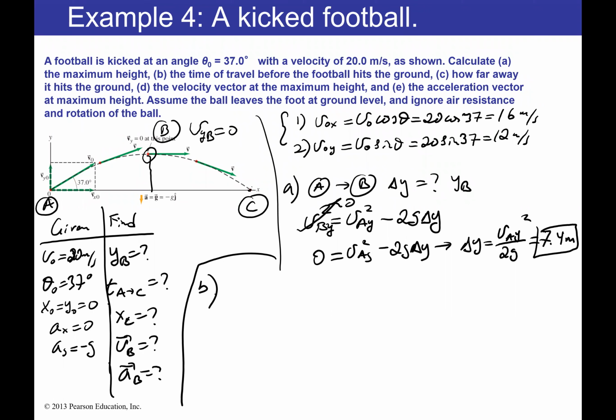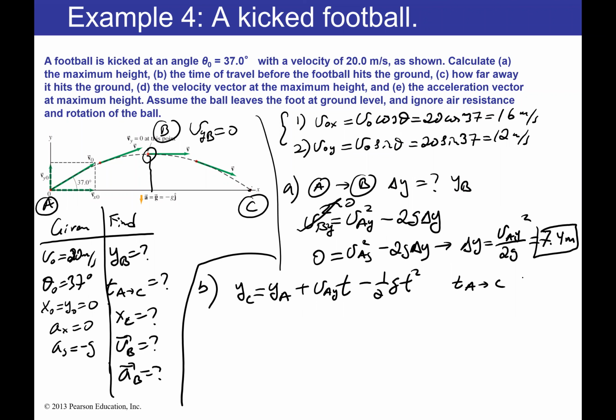Or I can just directly go from A to C and use that to find the time. To do that, I'm going to use equation 2. Final position, which is Y of C, equals initial position, Y of A, plus initial velocity at A in the Y direction times time, minus 1/2 GT squared. So I'm going to use this equation to find the time going from A to C.